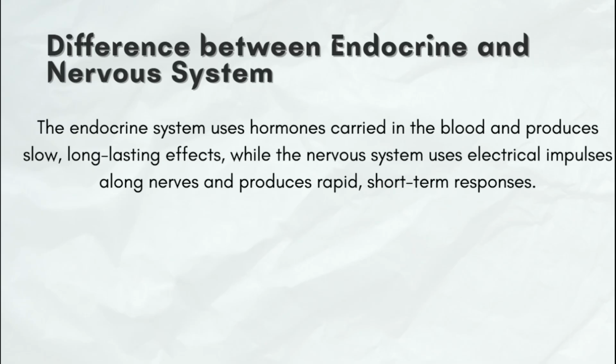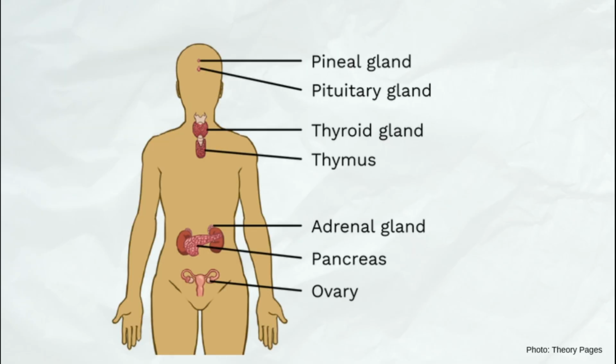If you have ever heard of the all or nothing theory, that basically describes when a neuron fires. If it meets the threshold, it will fire, generate the message, and travel along the neuron to get the response. So the hormones are carried in the blood, while the nervous system uses electrical impulses that travel along the nerves, and those produce rapid, short-term responses.